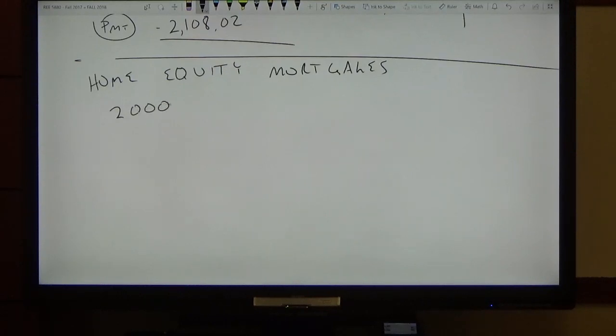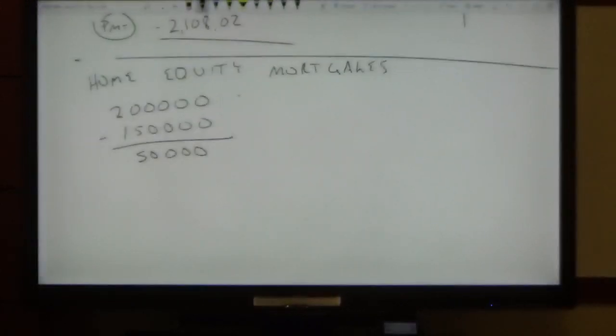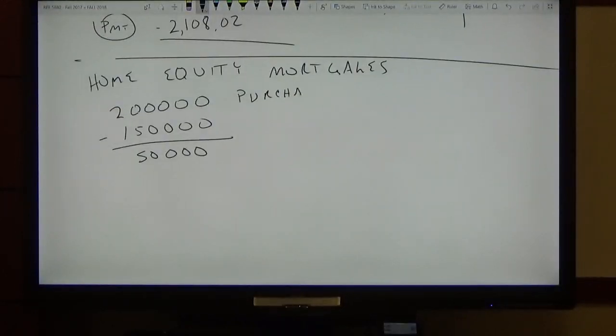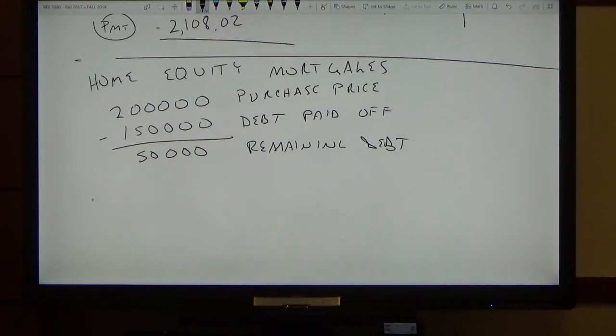Let's assume you have somebody who bought a house for a couple hundred thousand dollars. In essence, they have paid off, let's say, $150,000, so they still owe $50,000. So once again, this is the original purchase price. This is all just the principal too. Yeah. Okay, so the original purchase price, this is the debt paid off, and this is the remaining debt. Now, currently, the house is valued at $300,000.